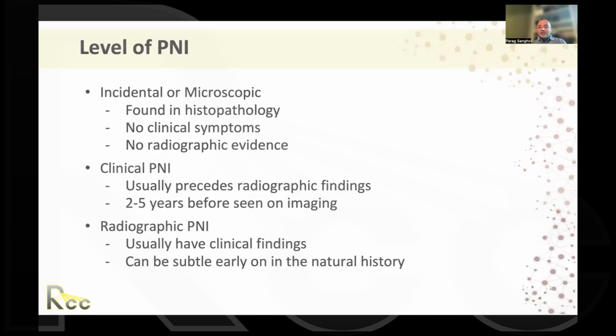And so these are the patients that are often misdiagnosed. They're oftentimes diagnosed with herpetic neuralgia. They're diagnosed with Bell's palsy. And so it oftentimes takes many years before you get a pathologic diagnosis in these patients. And then finally, radiographic PNI. So these are patients who generally already have those clinical findings, and now you can see something on imaging.